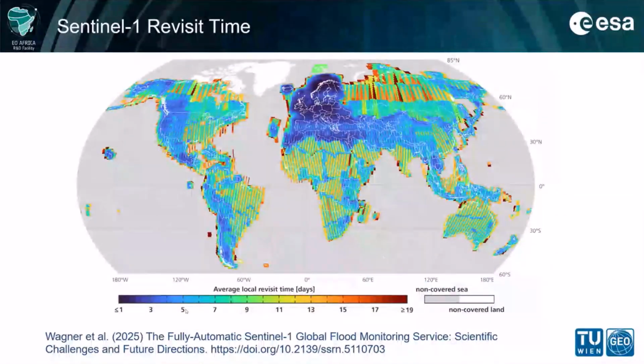So we go from typical revisit times of 1, 2, 3 days over Europe to 6 to 12 days over less well-covered areas, to revisit times that are even larger than 12 days. Still, this is the best mission we can have to get a frequent coverage of the land surface at very high revisit times.